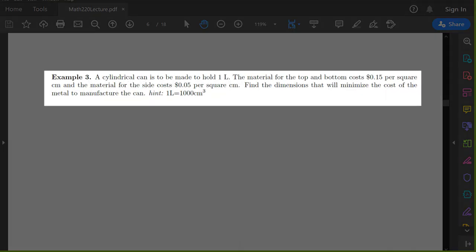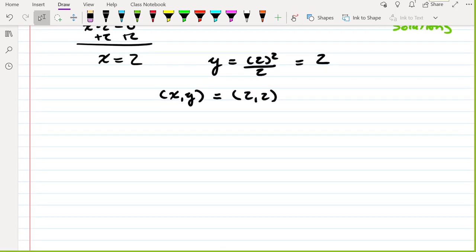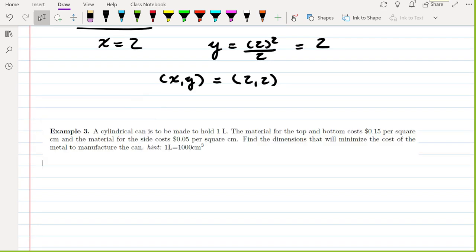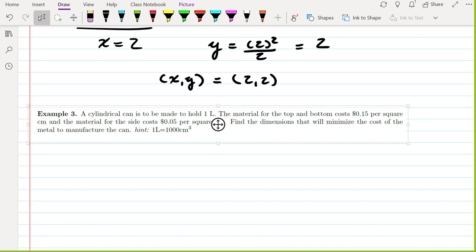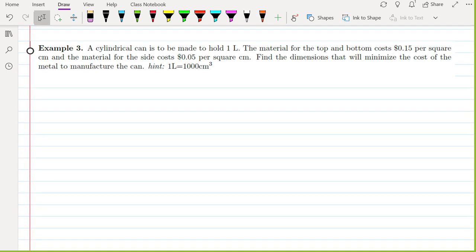So example 3 says a cylindrical can is to be made to hold 1 liter. The material for the top and the bottom cost 15 cents per square centimeter, and the material for one side costs 5 cents per square centimeter. Find the dimensions that will minimize the cost of the metal to manufacture the can. And then we're given the hint that 1 liter is equal to 1,000 cubic centimeters.